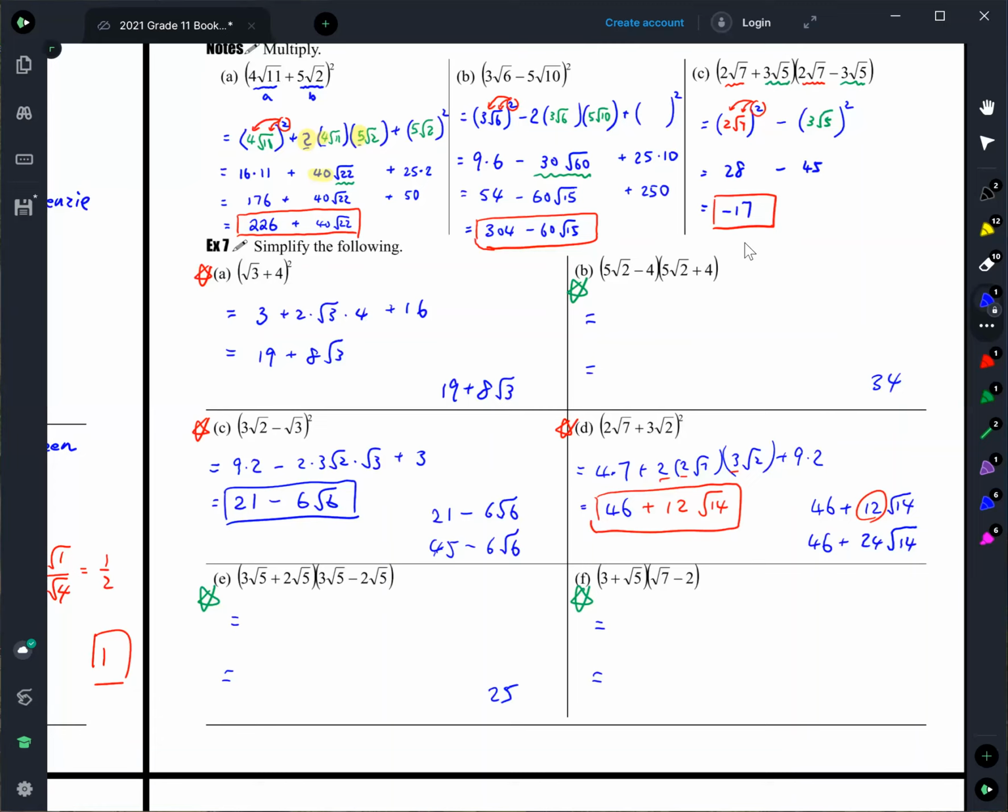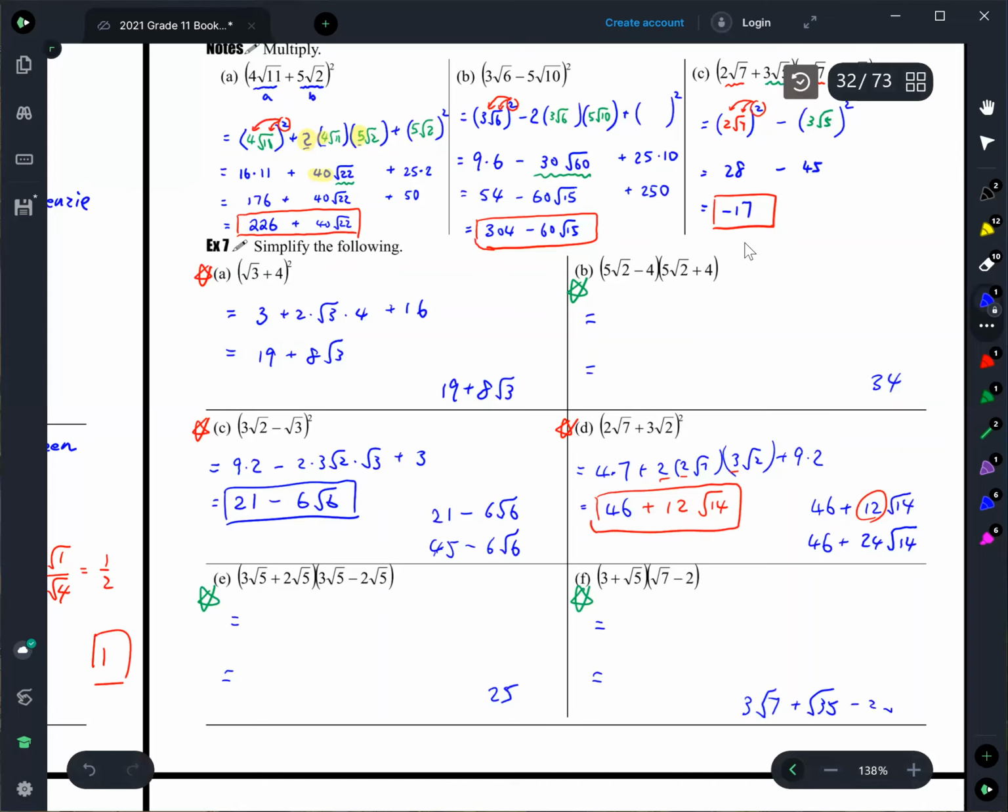Okay, then let's get Enya. Enya, what's your answer for F? For F, I have 3 root 7 plus root 35 minus 2 root 5 minus 6. Minus 6, okay. Okay, is there anyone who got different answers for these? Valerie, do you have anything different? No. Okay.